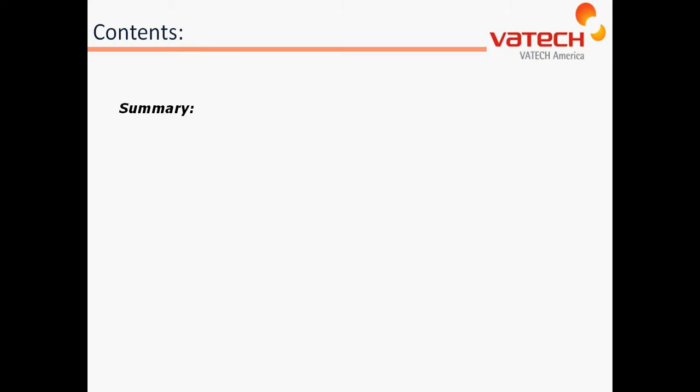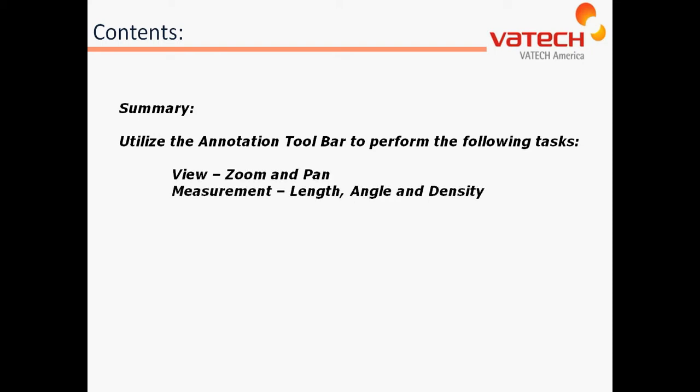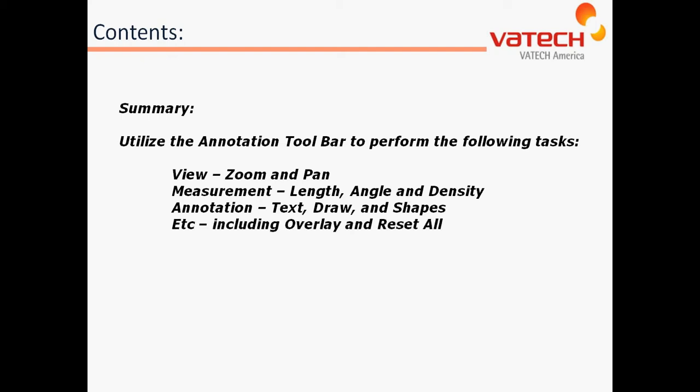This concludes our video tutorial on the image utility function. You should now be able to use the annotation bar to perform the following tasks: view, zoom, and pan; measurement of length, angle, and density; annotation for text, draw, and shapes, etc., including overlay and reset all.